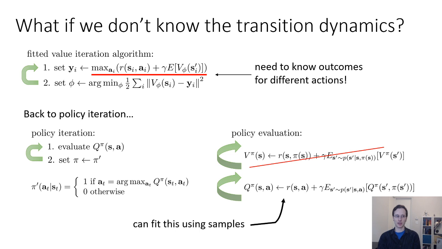So this second recurrence that I've written here doesn't require knowing the transition probabilities, it just requires samples of the form S, comma A, comma S prime. So if we do this for step 1 in policy iteration, we would no longer require knowing the transition probabilities. And this is very important. This is the basis of most value-based model-free RL algorithms.